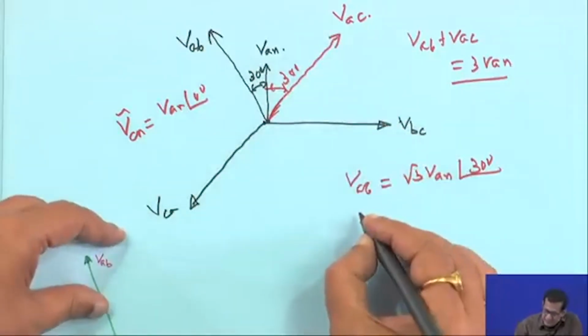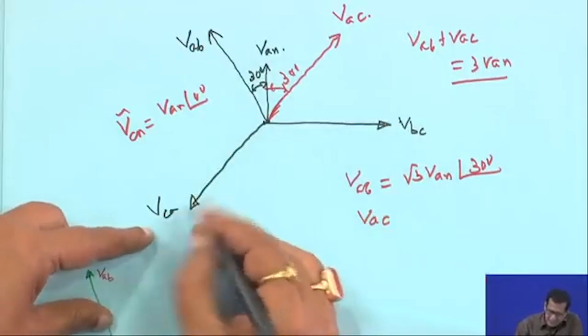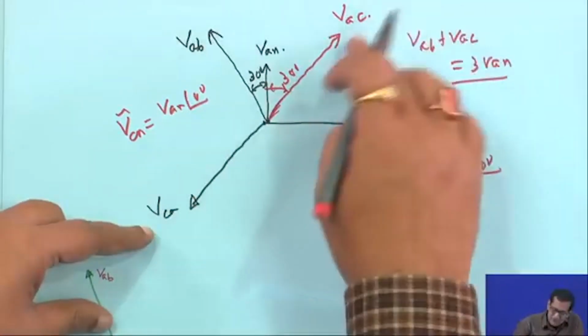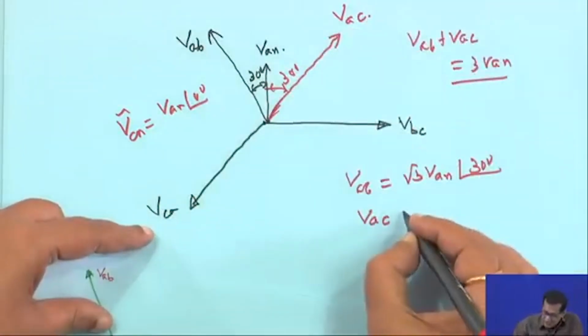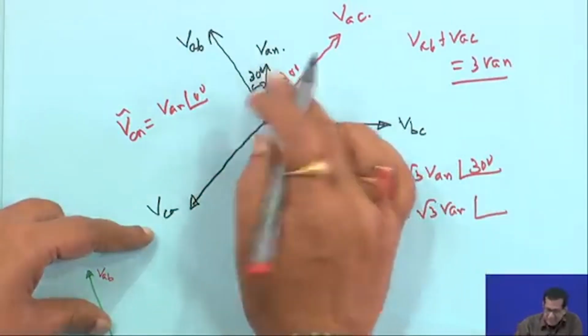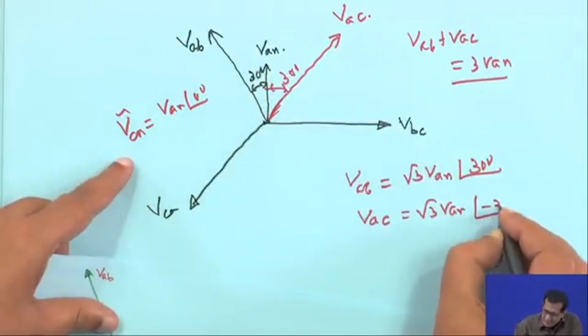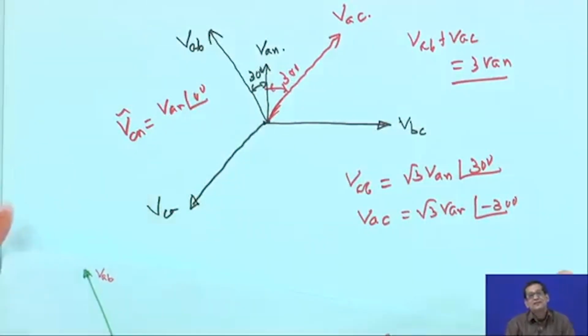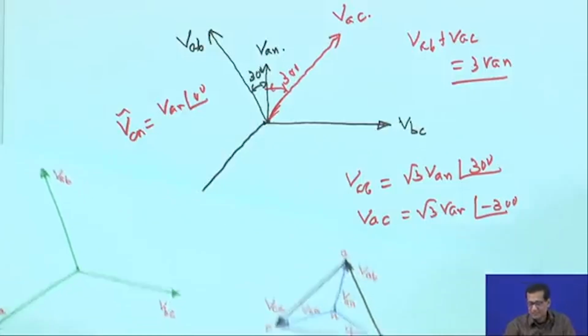Similarly, VAC, it was VCA, but because we have taken 180 degrees opposite, that is why it is VAC, right. VAC will also be root 3 VN, but the angle will be minus 30 degrees, because if this is the reference, it is lagging, so it is minus 30 degrees, right. I hope it is understandable to you.